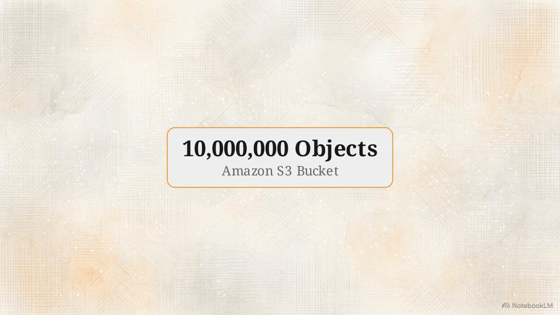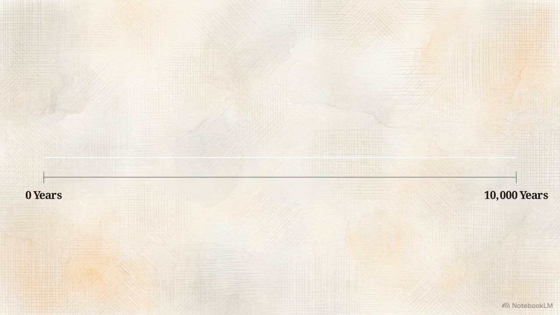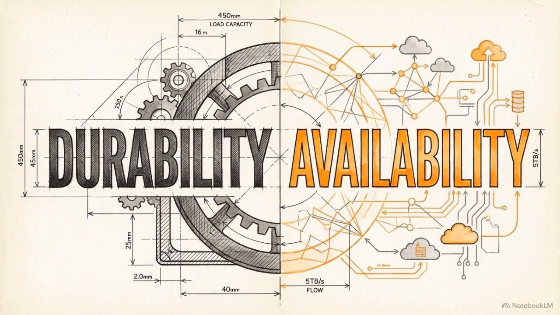To see what that abstract percentage actually means, let's look at this visualization plotting exactly 10 million individual dots, representing objects stored within an S3 bucket. At 11 nines of durability, you can on average expect to incur the loss of a single object once every 10,000 years.